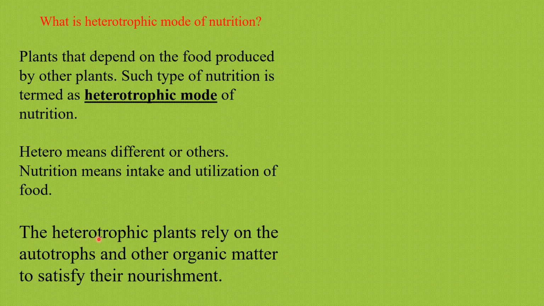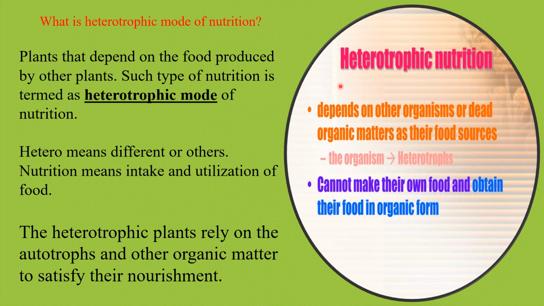The heterotrophic plants rely on the autotrophs and the other organic matter to satisfy their nourishment. Here, the word autotrophs means the plants which are able to make their own food with the help of the process called photosynthesis. So, I can summarize heterotrophic nutrition as the plants which depend on other organisms or dead organic matter as their food sources, and the organisms that exhibit heterotrophic mode of nutrition are called heterotrophs. Also, they cannot make their own food as these plants lack chlorophyll and they obtain their food in the organic form.